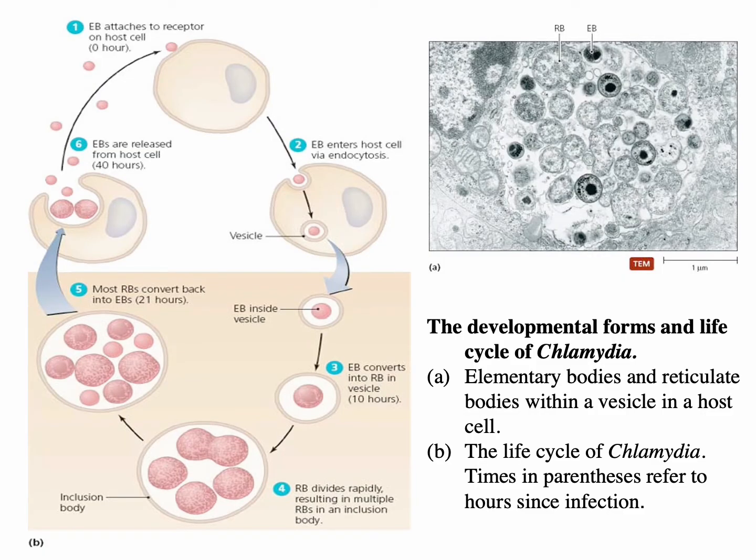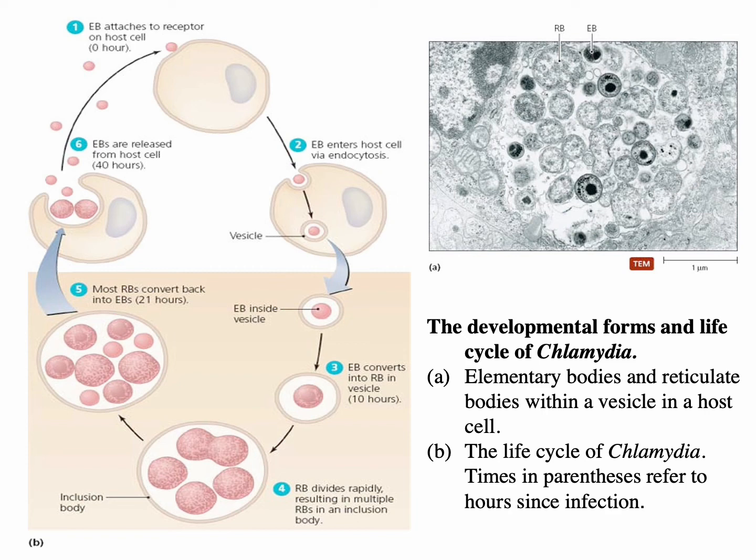Here's a picture of the life cycle of chlamydia. On the left, you have step one, the EB, which means elementary body form, attached to the receptor on the host cell. Exactly what receptor they attach to, I don't think they have defined that yet. So they must be recognizing some sort of surface receptor to bind to it, and then they will be taken inside the cell through endocytosis, step two there.